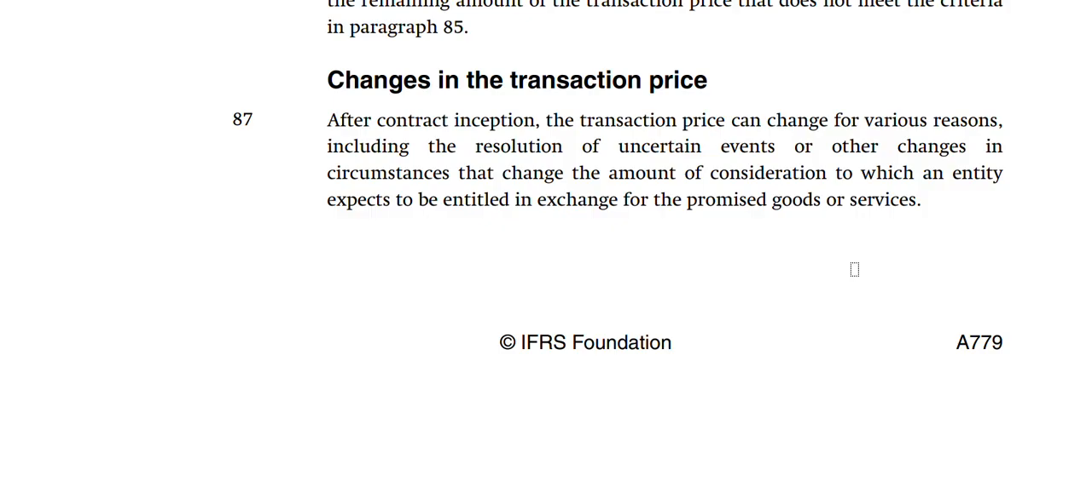After contract inception, the transaction price can change for various reasons, including the resolution of uncertain events or other changes in circumstances that change the amount of consideration to which the entity expects to be entitled in exchange for promised goods or services. So what is said now is that after the contract's inception, there were issues that during the contract were not certain, now they have become certain. Now the price will therefore change to address those uncertainties that were there at the contract's inception.